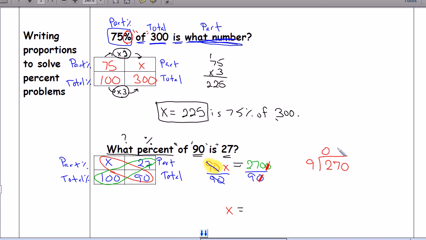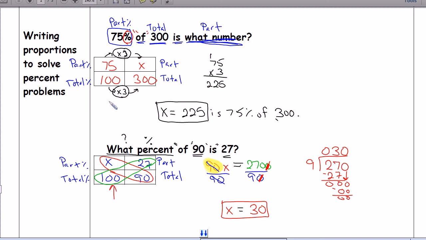9 can't go into 2, but it goes into 27 3 times. That is 27, remainder 0. When I bring down the 0, 9 goes into 0 0 times. That's 0, and that's remainder 0. So my answer is 30. So x is equal to 30. That's it, I'm done. Okay, that's not that hard. It's the same thing we've been doing, but now we're talking about percentages.